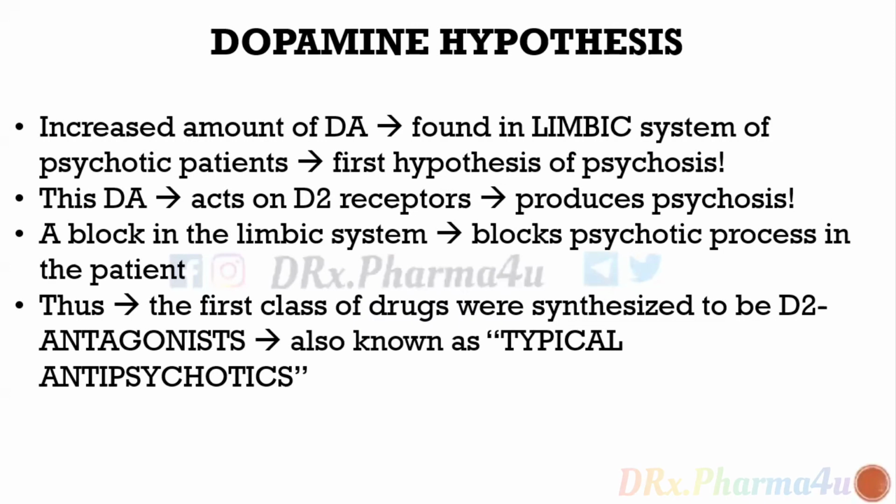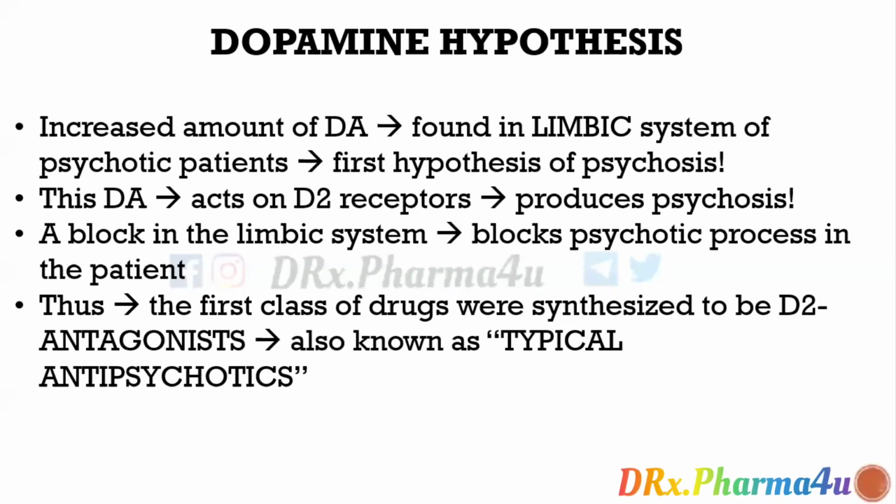So the dopamine hypothesis says that increased amount of dopamine, which is found in the limbic system of psychotic patients, can lead to psychosis. So this was actually the first hypothesis, that it was found that in psychotic patients, in their limbic system, large amount of dopamine was found. And this dopamine usually acts on dopamine type 2 receptors. We have actually 5 receptors of dopamine: D1, D2, D3, D4, D5. D2 and D3 are the major receptors that are involved in schizophrenia. So their overactivity leads to psychotic symptoms, especially D2.